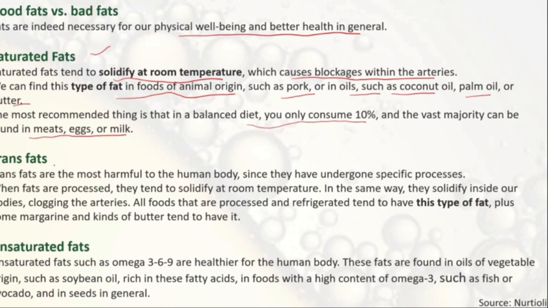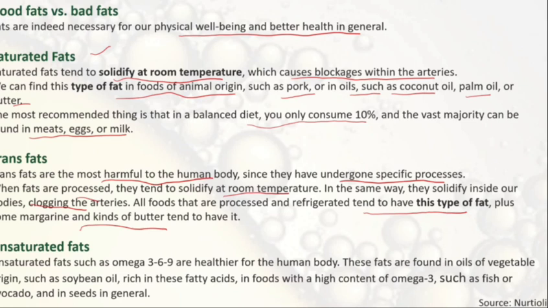If we look at trans fats, they are the most harmful to the human body. Why? Because they undergo a specific process. When fats are processed, they tend to solidify at room temperature, similar to a saturated fat. In the same way, they solidify inside our bodies, clogging the arteries. All foods that are processed and refrigerated tend to have this type of fat. Plus some margarine and kinds of butter tend to have it.